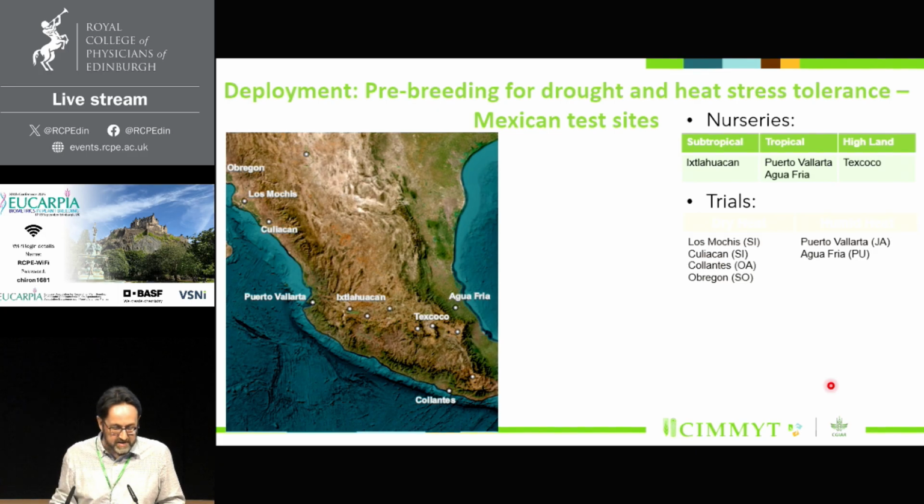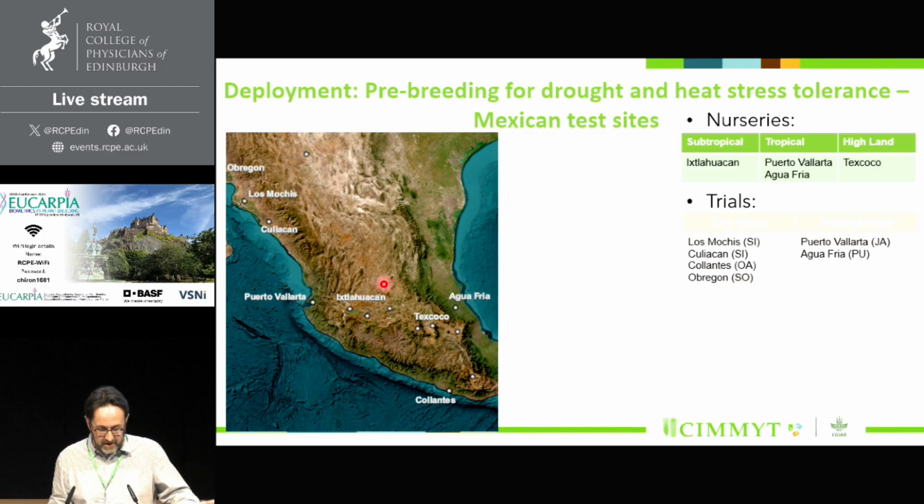Just a note on the testing, we do this across Mexico, which has a fantastic range of environments from different altitudes, different heat, drought, and so forth, from very humid, hot places to dry, cool places. So we have a range of environments that we can use, and we can develop this material quite effectively in Mexico.